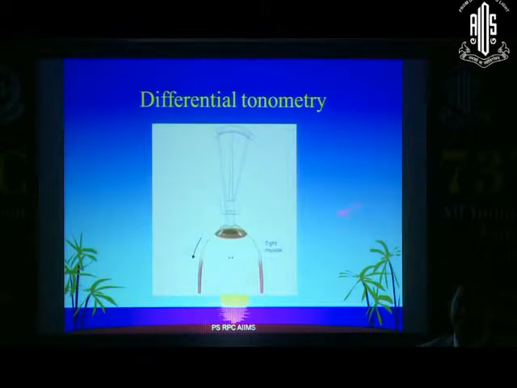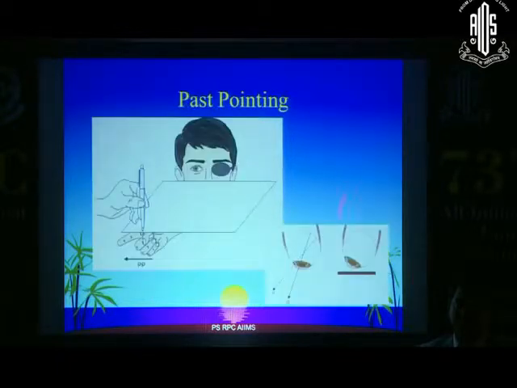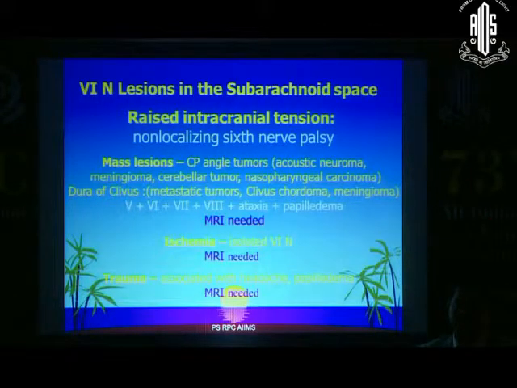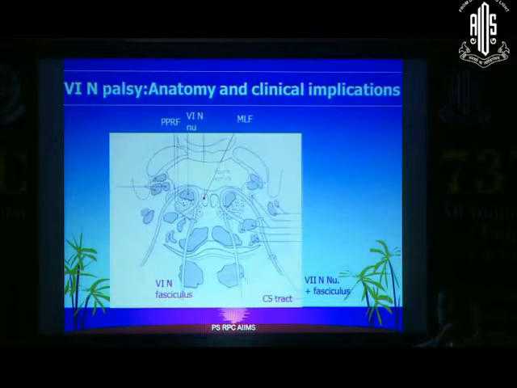A non-touch technique of doing the force reduction test is differential tonometry. Even in children, if you can do an NCT, you can know in different gazes that there may be some restriction. And past pointing in the recent cases can be seen. The localization is going to be there, which will help us in knowing where the lesion is on the basis of the associated features.